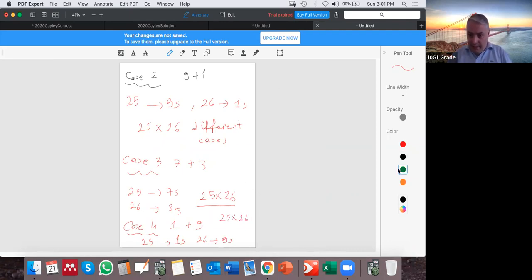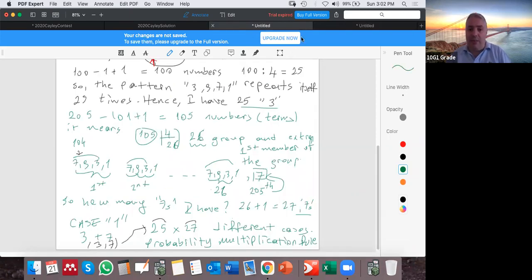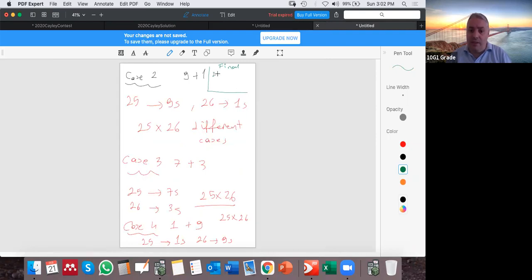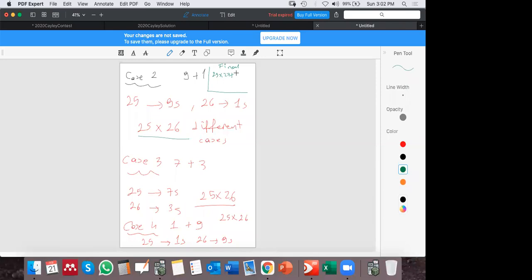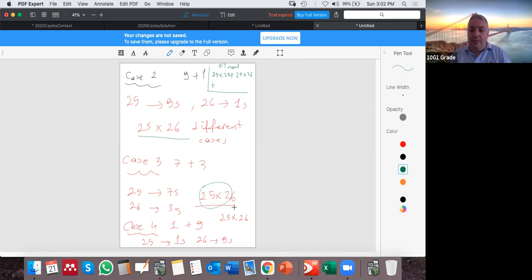So let me write the total, the final result. Sum of all cases. So the first case was 25 times 27, plus this case 25 times 26, plus this case 25 times 26, and this is also 25 times 26 for the case 4. That's it. So this is the answer to the question.